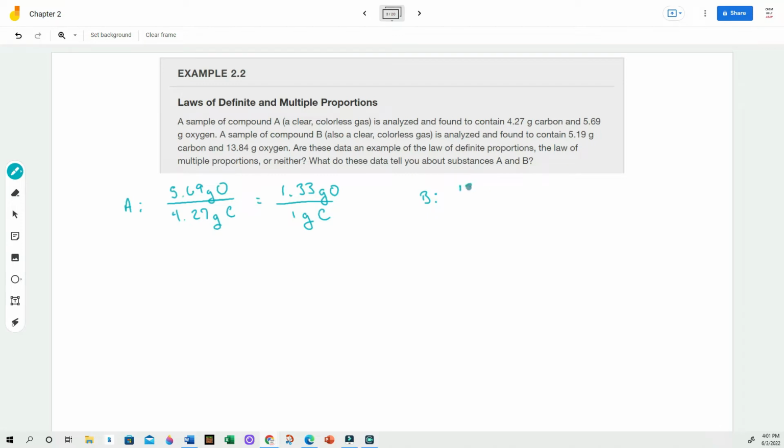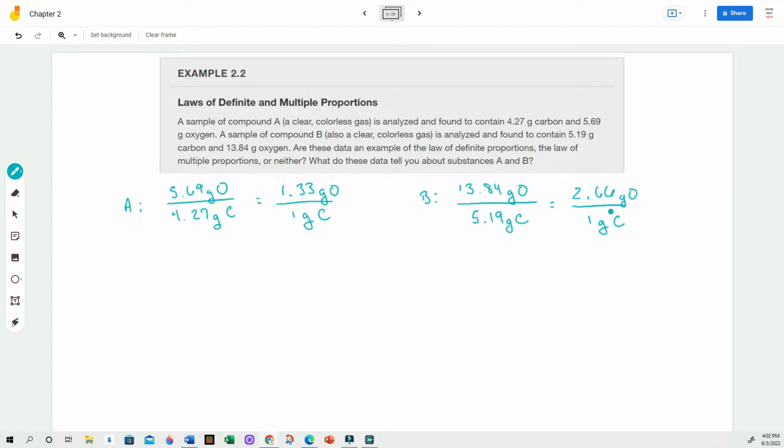So we've got 13.84 grams of oxygen, and we are going to compare that to the grams of carbon. That is 5.19 grams of carbon. And this reduces to 2.66 grams of oxygen over 1 gram of carbon.